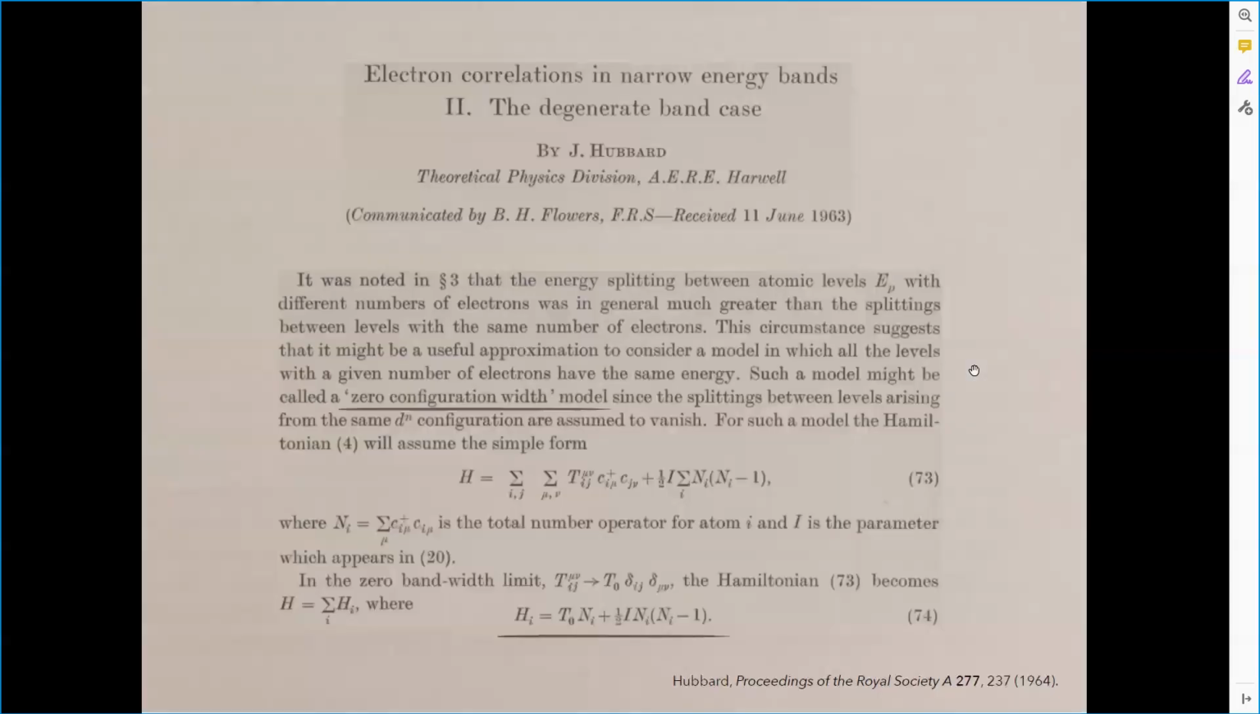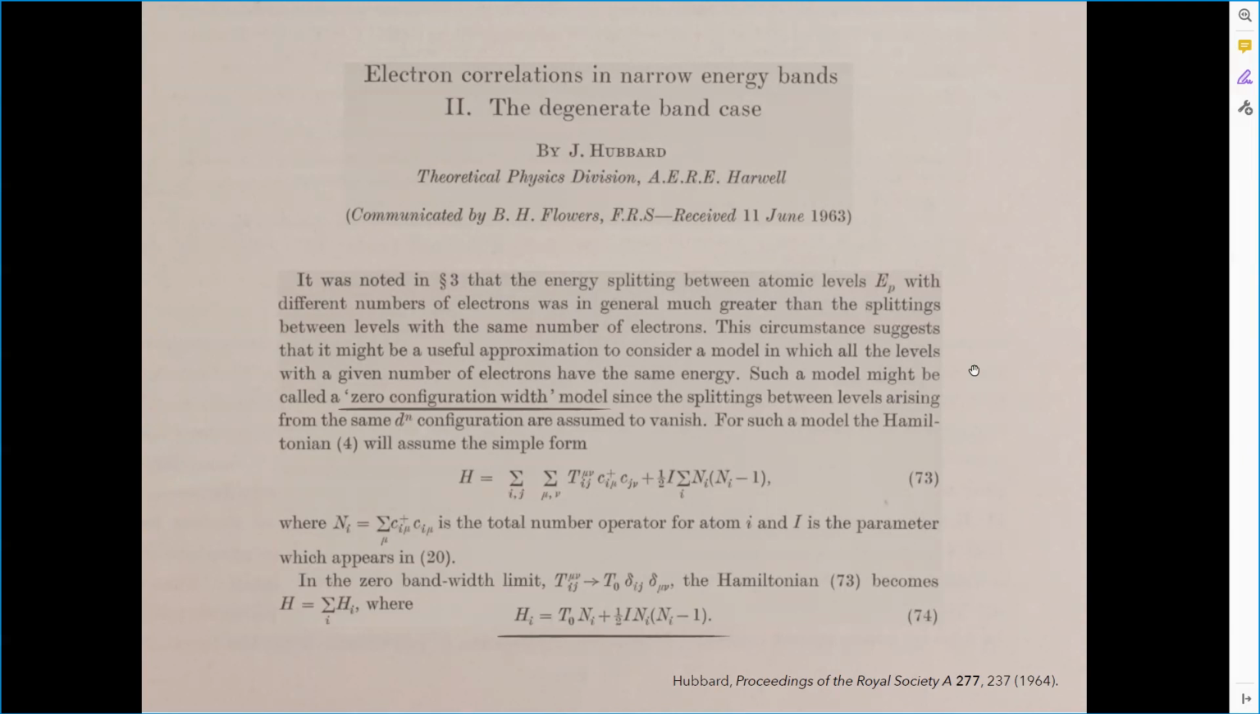And I'm going to illustrate that on the simplest possible model that you can think of. This is the model that was taught to me by Matteo, the Hubbard model that you have heard about yesterday in the degenerate band limit. I'm going to talk specifically about the Hubbard model within the zero configuration width approximation, in which all of the electrons within a given level have the same energy.